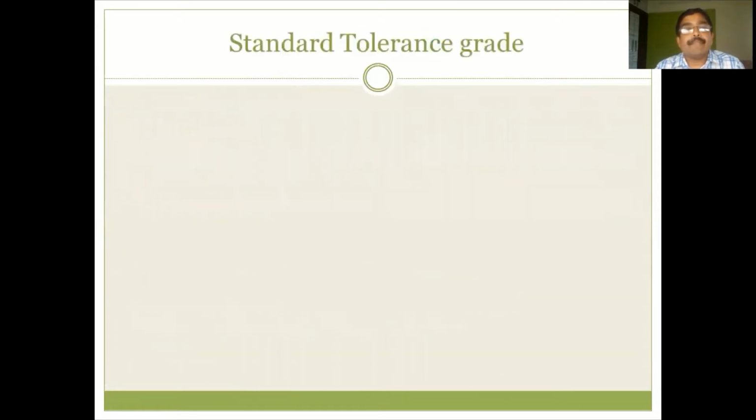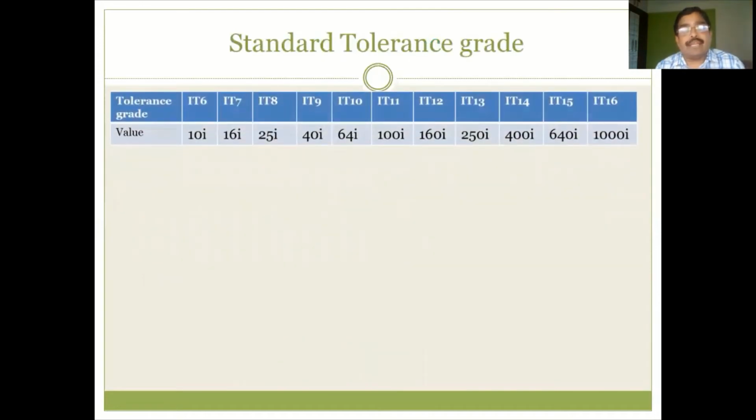You can see here, their values are given. IT01 to IT16. But IT01 to IT5 we are not considering, because the large tolerance has been provided, which is not used in any of the products. Now IT6 has the value of 10i, where i is in microns. IT7 is 16i, IT8 25i, IT9 40i. Like that, the values are already given.